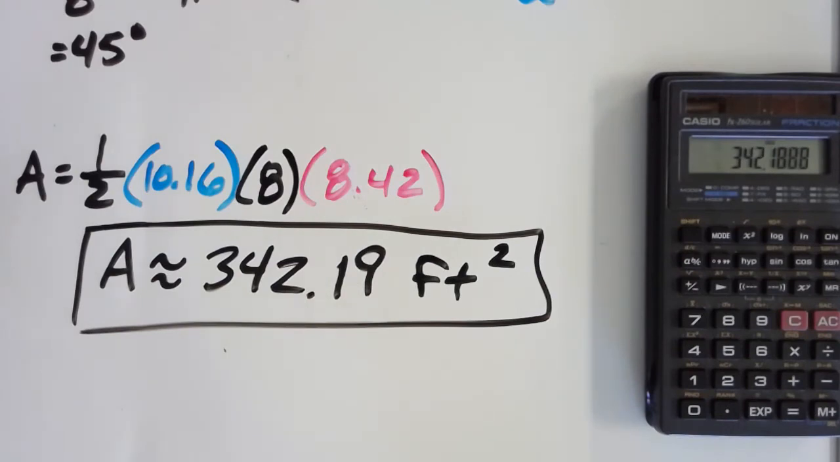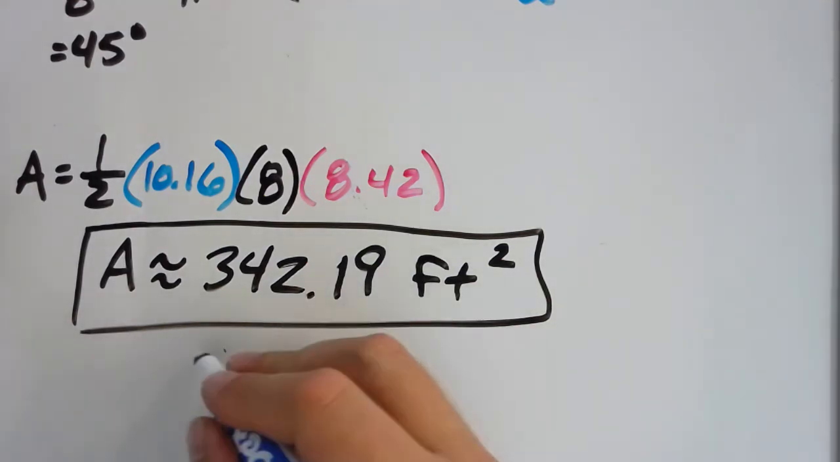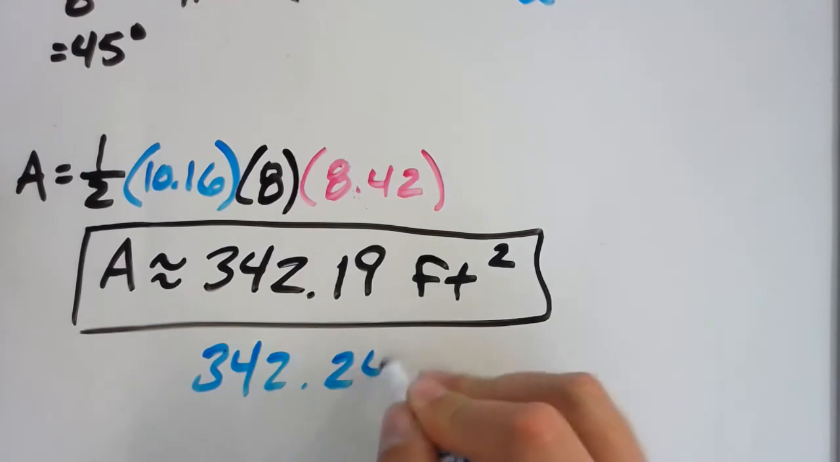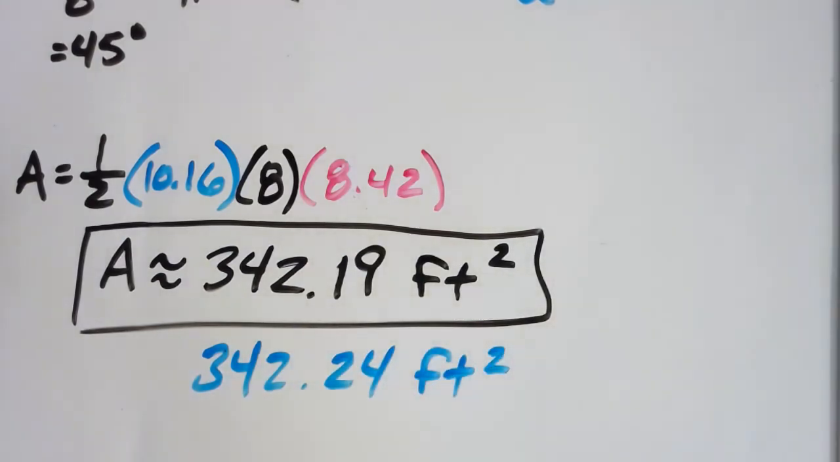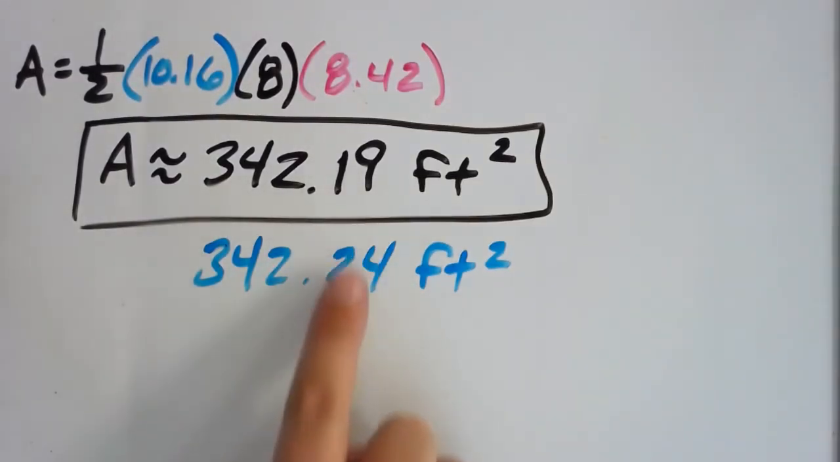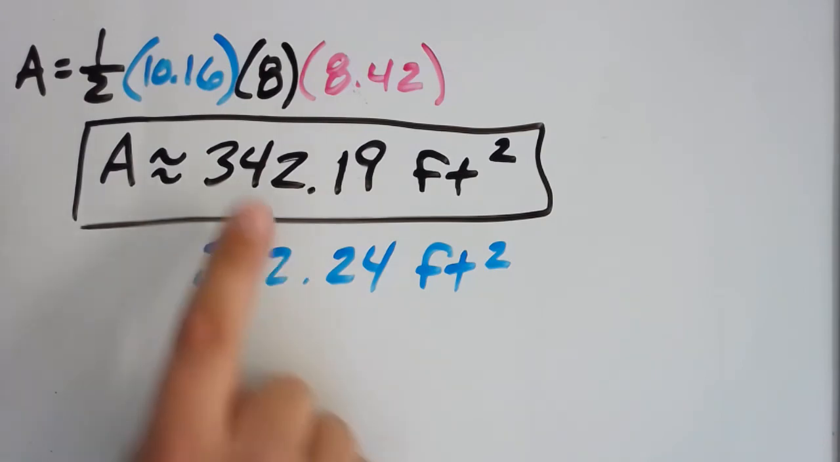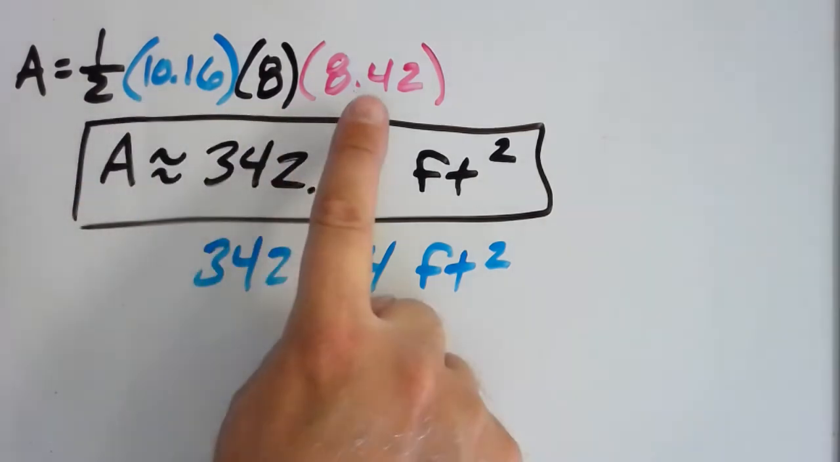One last little thing to point out here. If you were to plug this exact number into Big Ideas, they'd mark you wrong. But let me show you what the correct answer is. That's the correct answer. You'll notice that they're very, very close together. They're actually only 0.05 apart. This is why I don't grade on accuracy in Big Ideas, because the only difference between these two results is the fact that I rounded the 10.16 and the 8.42.